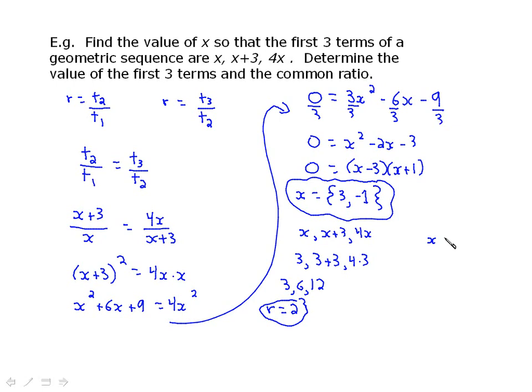And then when you do the same thing for x is equal to negative 1, you'll get negative 1, comma negative 1 plus 3, comma negative 1 times 4, which is negative 1, 2, negative 4. And here we're getting the common ratio is negative 2. So you want to be a little bit careful. You can end up with 2 sequences as a result.